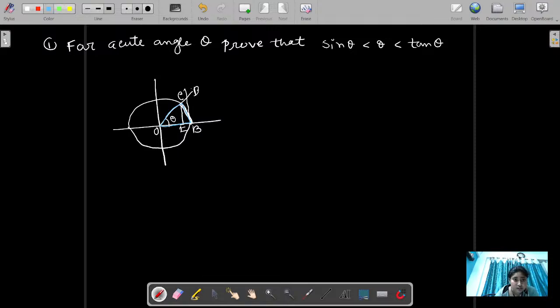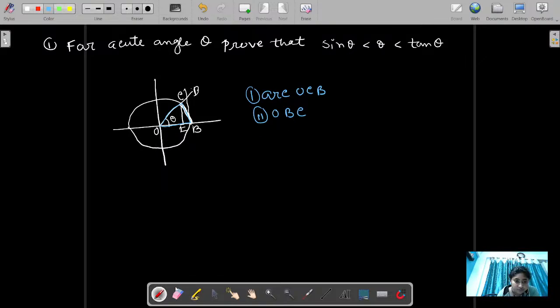This is one arc, right? This is arc OCB. And I can see one more triangle is there. What is the triangle? Triangle OBC. So I have got one arc. Secondly, I have got triangle OBC.